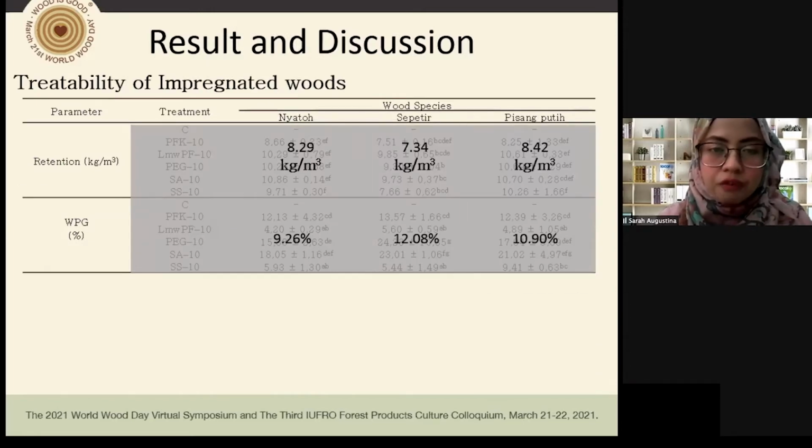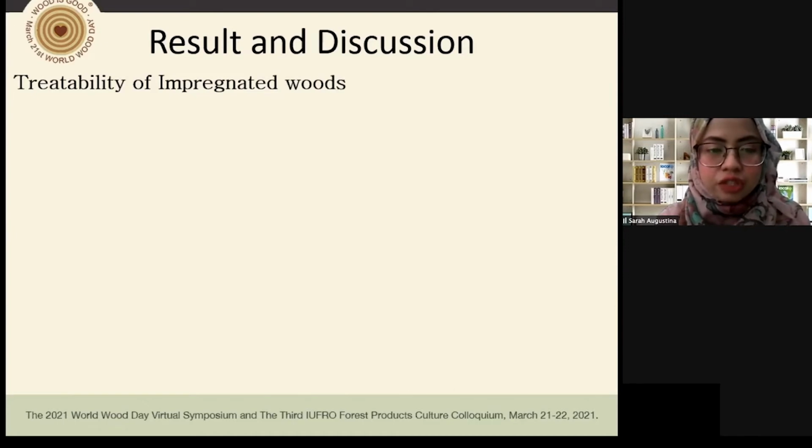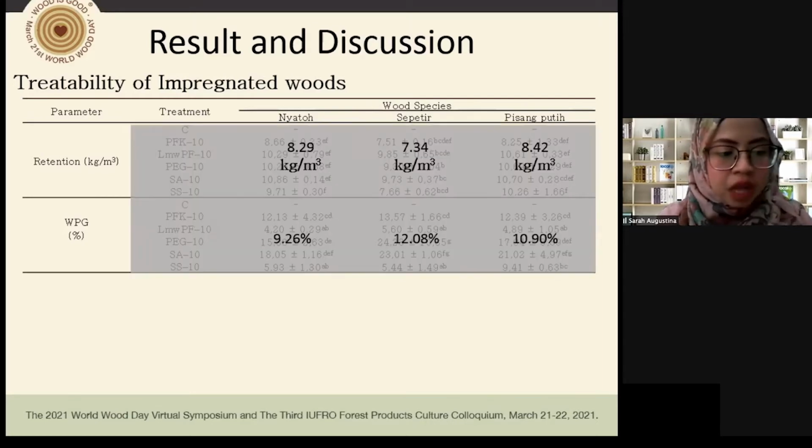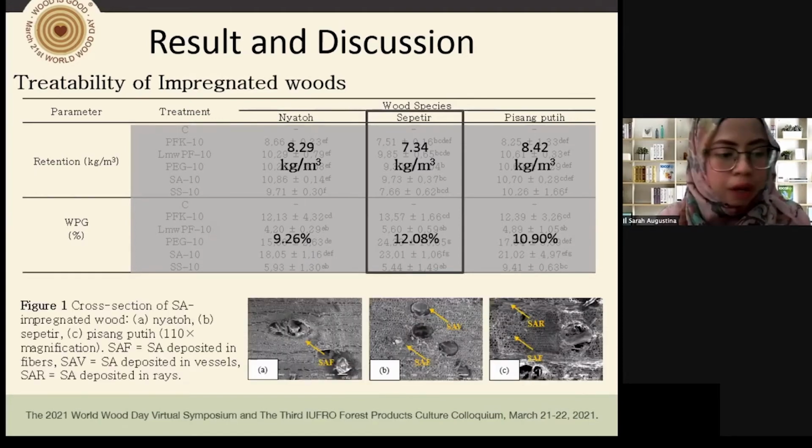Next, for result and discussion. First, discussion related to traceability of impregnated wood, especially on retention and weight percent gain value. We can see that among the species, sapetir has a lower retention value, but it has a higher weight percent gain than others. Some pictures also show the same phenomenon. Sapetir impregnated wood had more impregnating agent deposited compared with nyatoh and pisang putih.